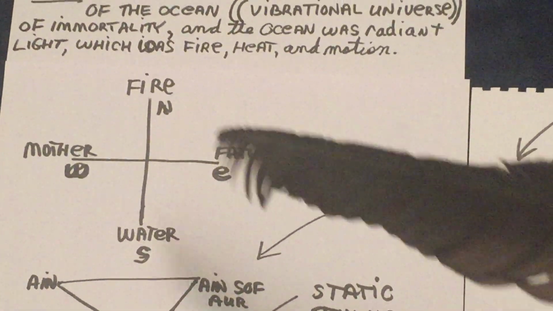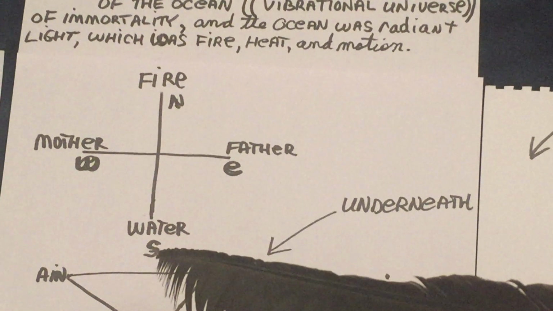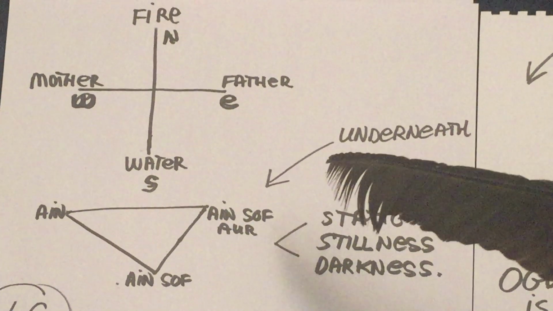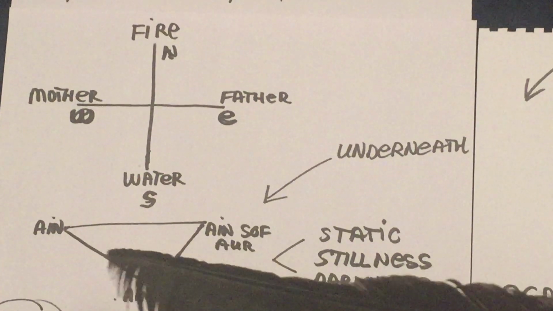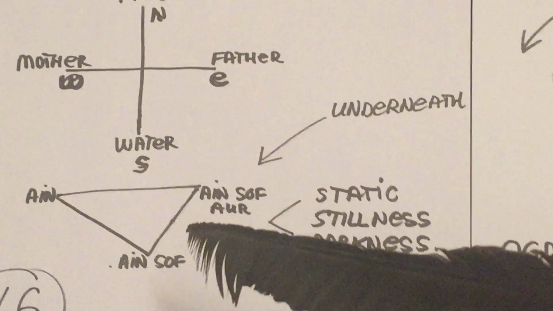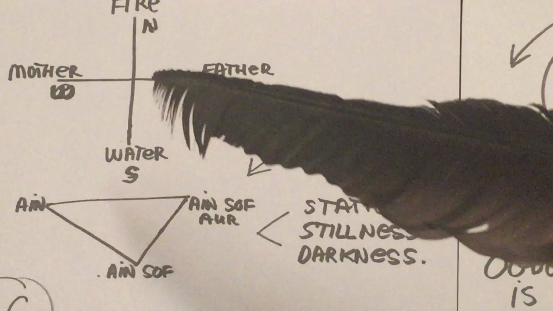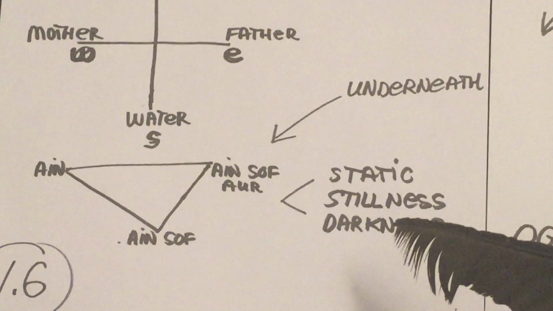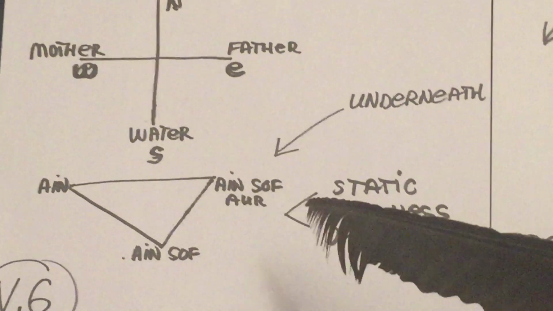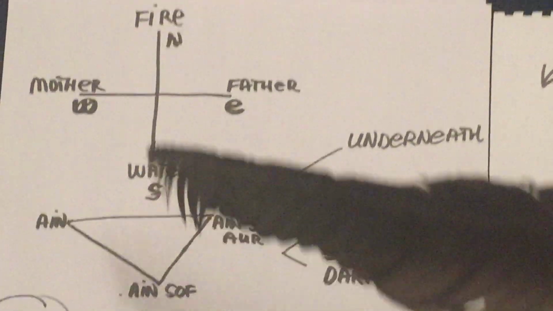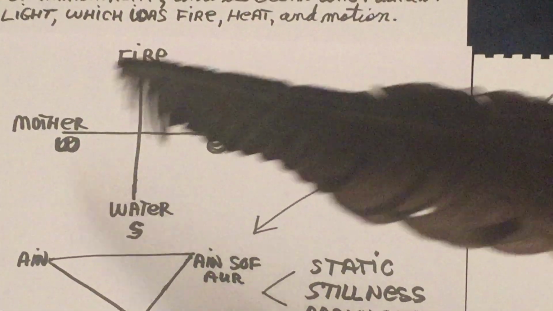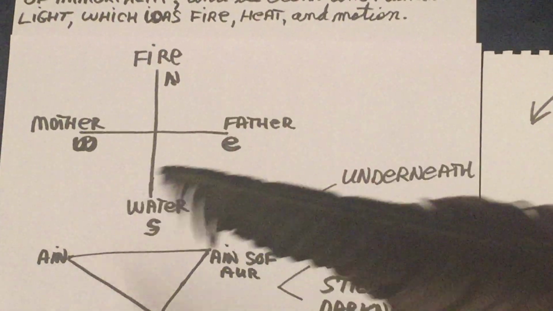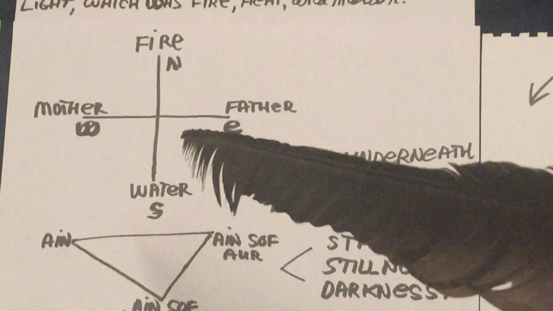All right, so here's the 4 directions. There's Mother, Father, there's fire, and there's water. And these 3 underneath that, in this illustration, is Ein Soph, the 3 and the 4, again the 7. The 3 is static, stillness. It remains in darkness. But the motion of the cycles, the cosmic cycles we'll get to, is in the infinite space-time continuum we live in now.